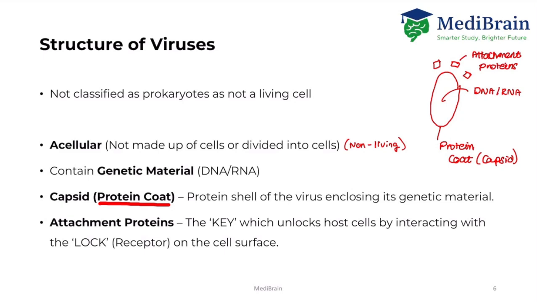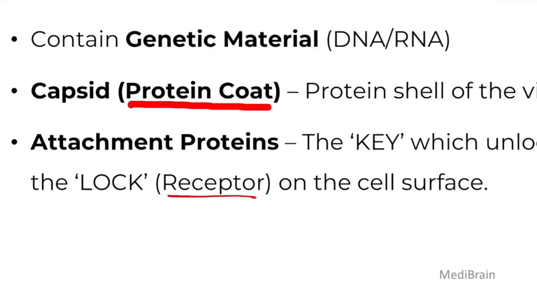So normal body cells, the virus particle attaches to via these attachment proteins. And these attachment proteins are complementary in shape to the ones which the body cells normally have. It will act as a lock and key, if you remember the enzyme model, but these will literally attach to the receptors which are present on normal body cells.